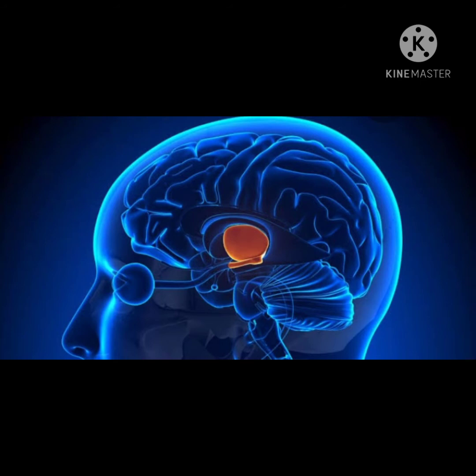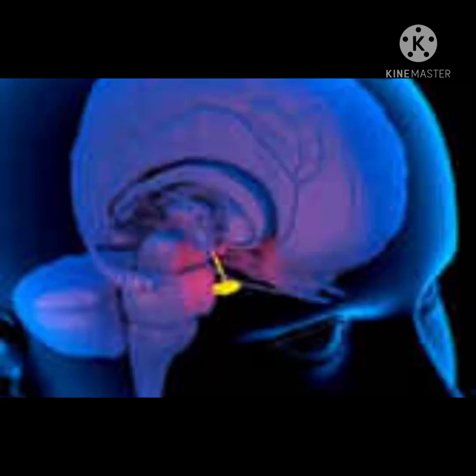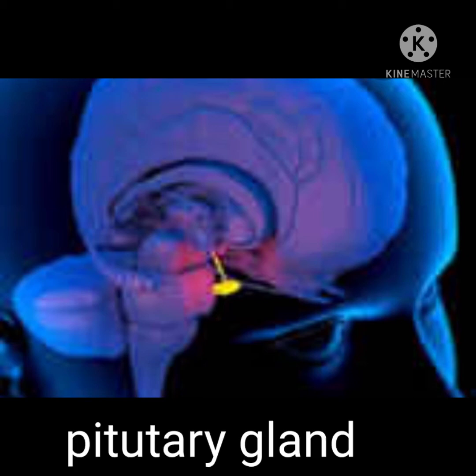The hormones of the hypothalamus are usually stored by the pituitary gland. Next we can study the pituitary gland. The pituitary gland is also known as the master gland because it controls all other endocrine glands, and it is present just below the brain. It is a small red pea-shaped gland attached to the hypothalamus of the brain by a stalk called the infundibulum.